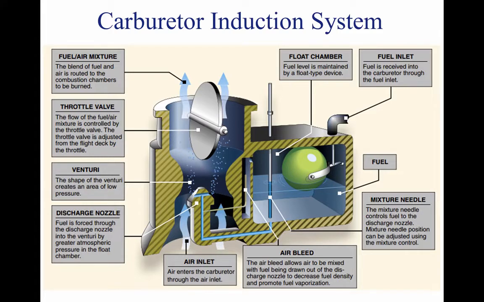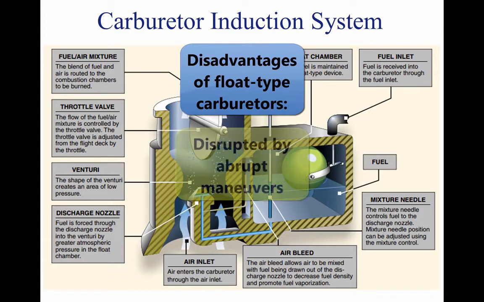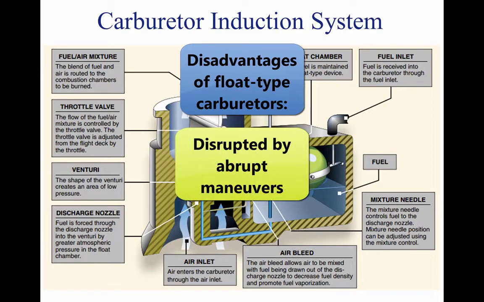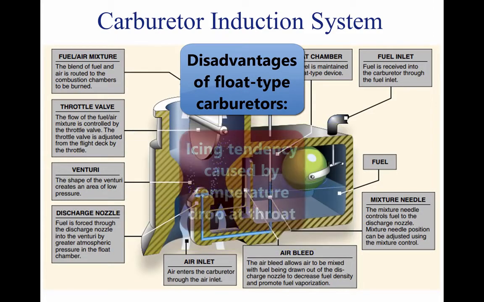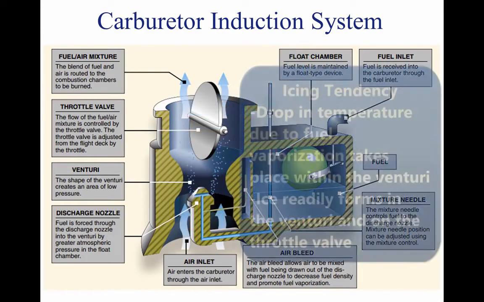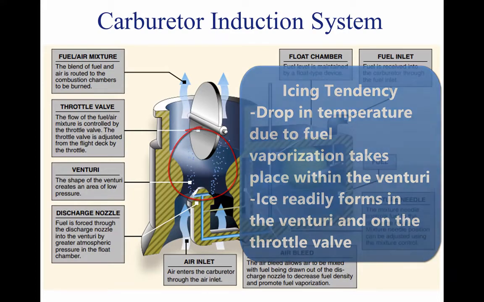The float-type carburetor has several distinct disadvantages. In the first place, imagine the effect that abrupt maneuvers have on the float action. In the second place, the fact that its fuel must be discharged at low pressure leads to incomplete vaporization and difficulty in discharging fuel into some types of supercharged systems. The chief disadvantage of the float carburetor, however, is its icing tendency. The drop in temperature due to fuel vaporization takes place within the venturi. As a result, ice readily forms in the venturi and on the throttle valve.